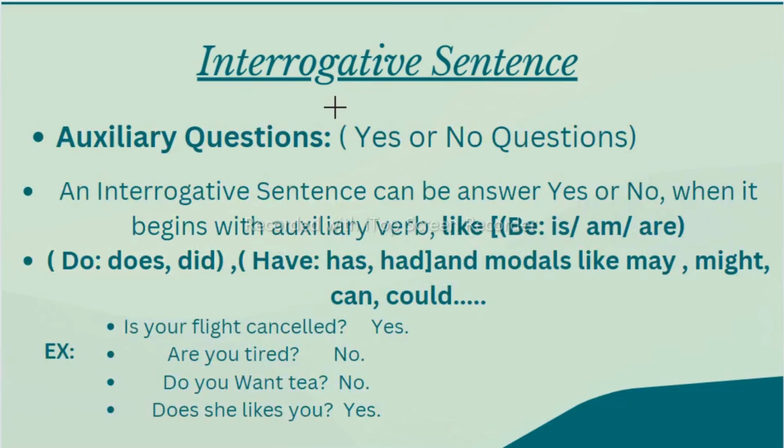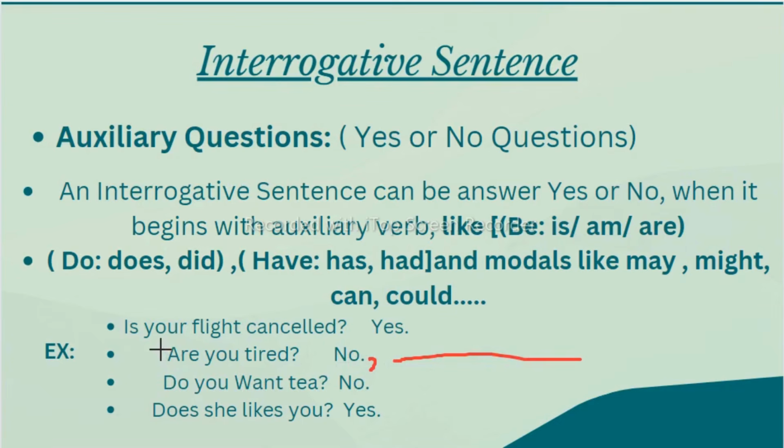Now let's see the interrogative sentences which contain auxiliary questions, where you need to give only a yes or no answer. An interrogative sentence can be answered yes or no when it begins with an auxiliary verb. Auxiliary verbs are the be forms, is, am, are, was, were, and do, does, did, have, has, had, and also modals like may, might, can, could, will, would. If your sentence starts with such a verb, you need to give only a yes or no answer. After yes or no, you can add further information, but if you give only yes or no, that completes your answer.